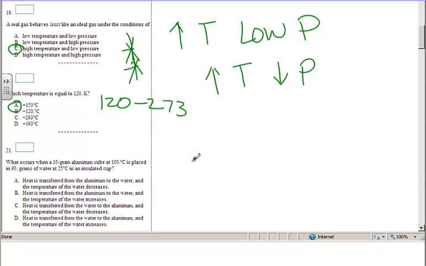What occurs when a 35-gram aluminum cube at 100 degrees Celsius is placed in 90 grams of water at 25 degrees Celsius in an insulated cup? So think about this. Mass does not matter. Remember, heat goes from high to low. So the heat is going to be transferred from the aluminum cube to the water in the cup, and the temperature of the water is actually going to increase because the heat is going to the water. So the answer is B.